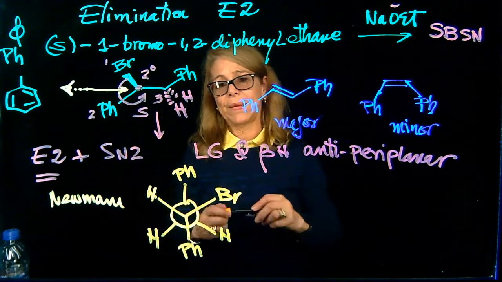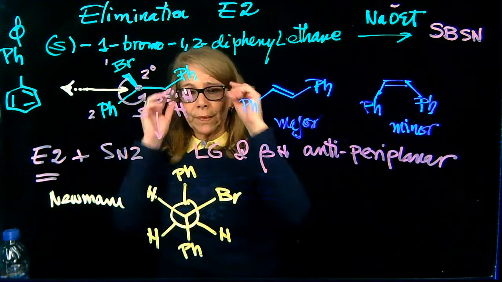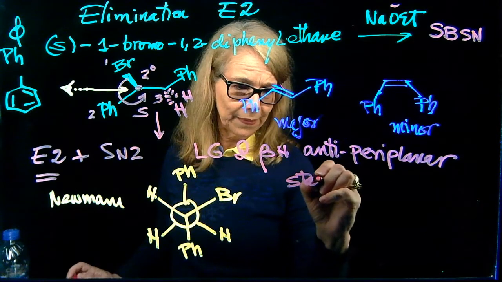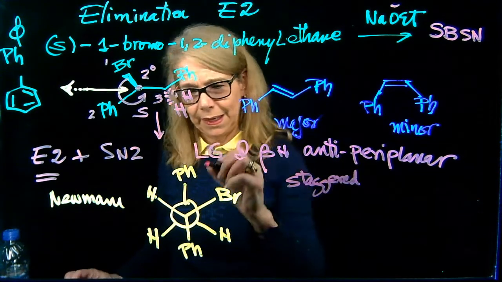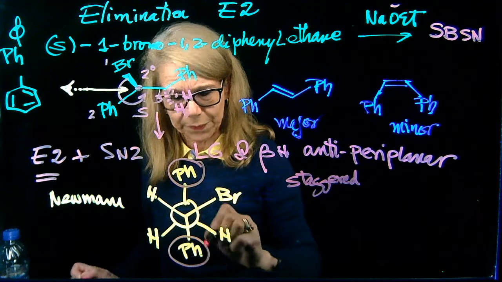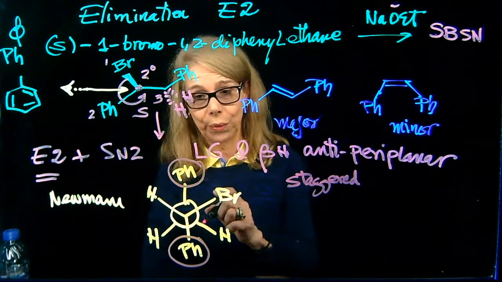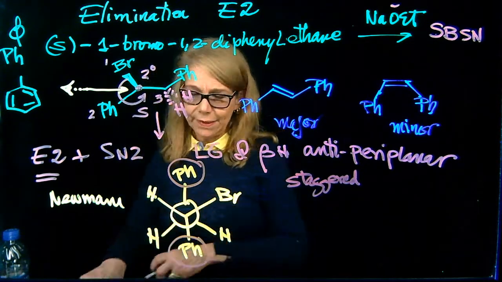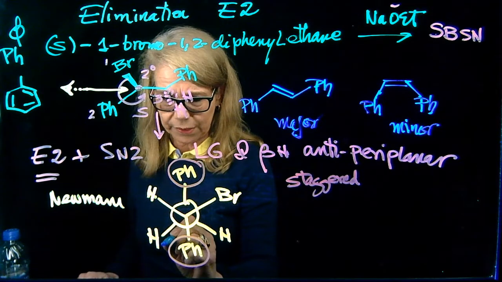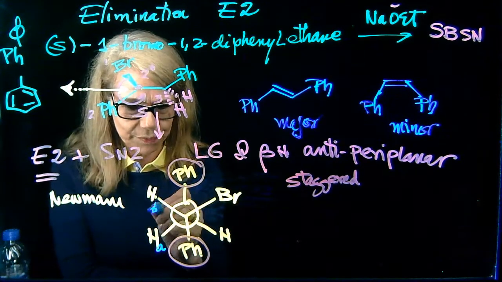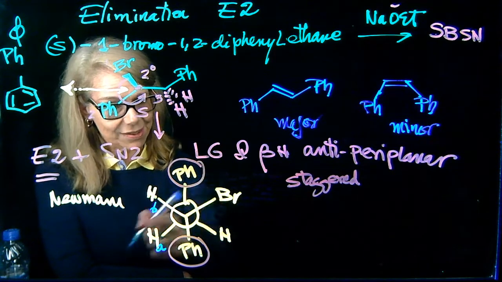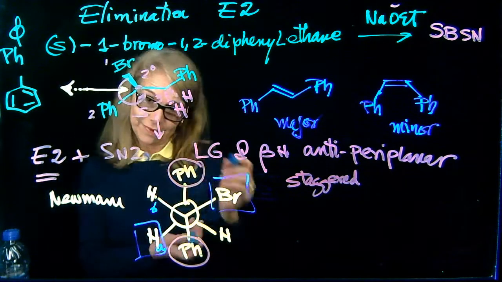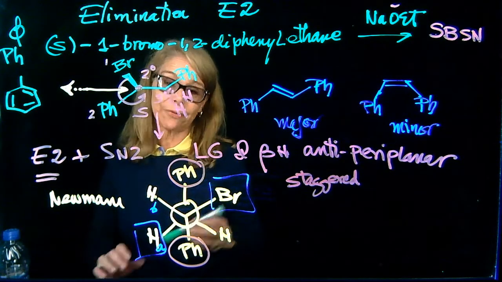Next, notice that this conformation is staggered. Those two big groups are opposite to each other, so it's lower in energy than the other staggered conformation. So this is the lowest energy conformation. Now I am going to label this hydrogen A and this hydrogen B. It turns out hydrogen A is just opposite to the bromine, so it is anti-periplanar, which is required for the mechanism.